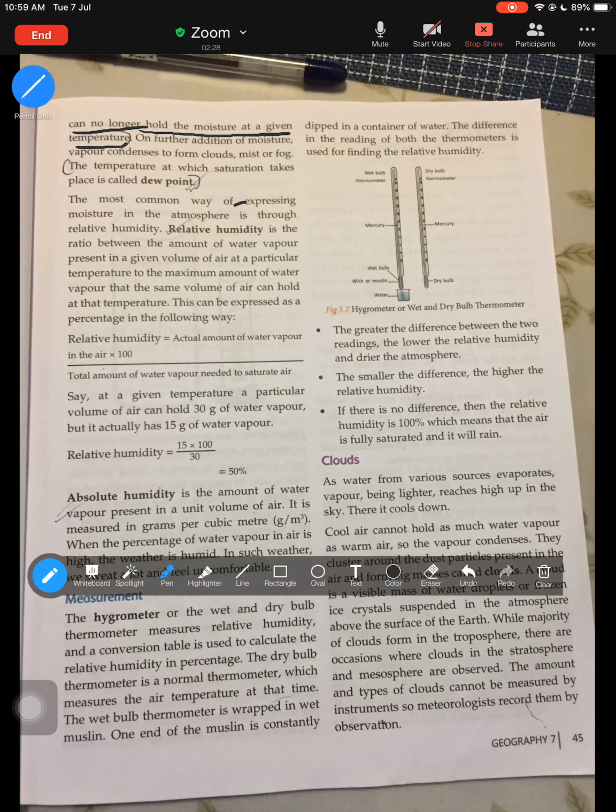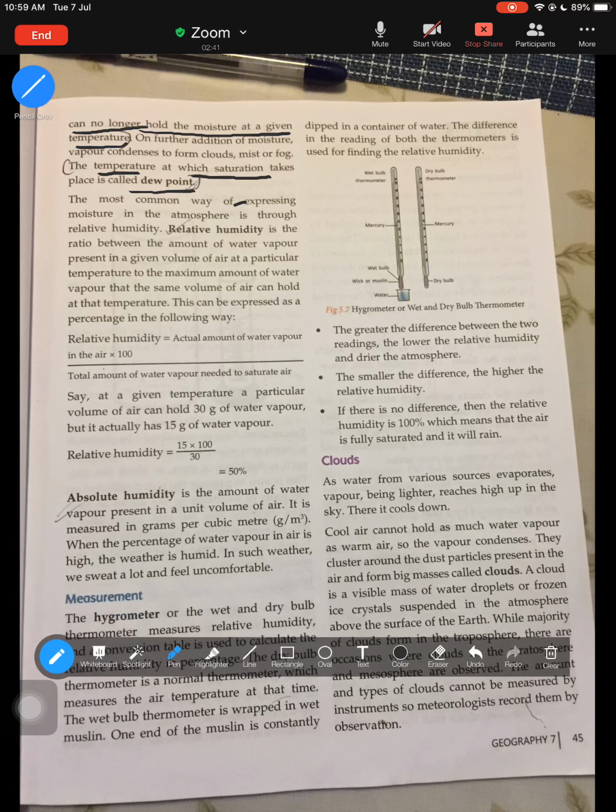Then the next thing that you must know is the temperature at which saturation takes place is known as dew point. So that temperature when the air cools down and can no longer hold the moisture, that temperature is known as your dew point, meaning a really low temperature.